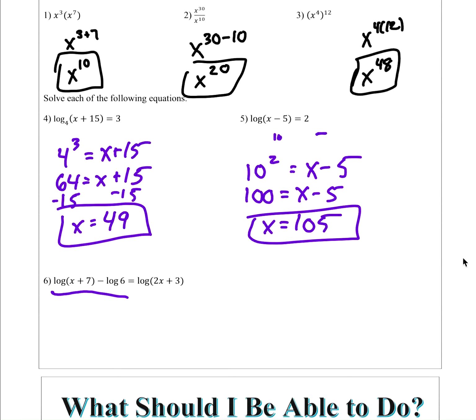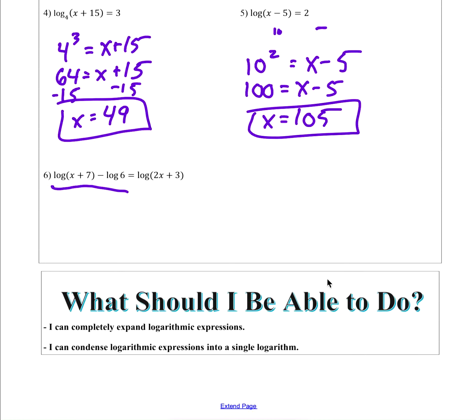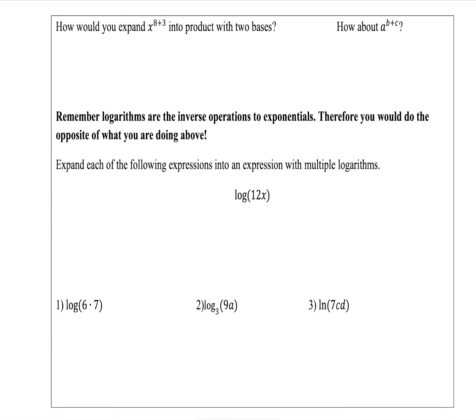So today, what you should be able to do by the end of the day is completely expand logarithmic expressions, and also completely condense logarithmic expressions into one logarithm. You see number 6. Number 6 is where we'd be condensing. So I want you guys to go to the next page. I want you guys to take like a minute and try to expand x to the 8 plus 3 into a product of 2 bases, and then do the a to the b plus c. Pause the video if you haven't.